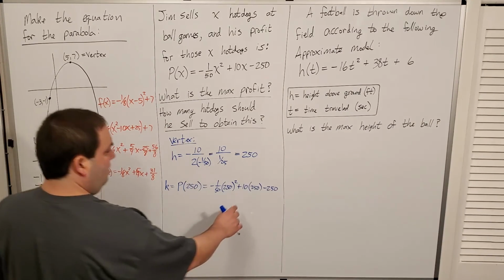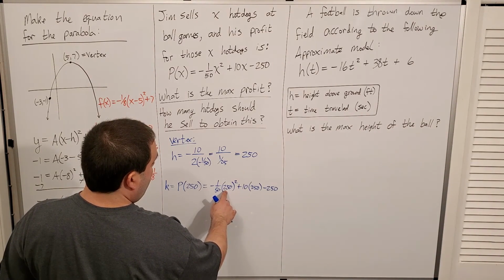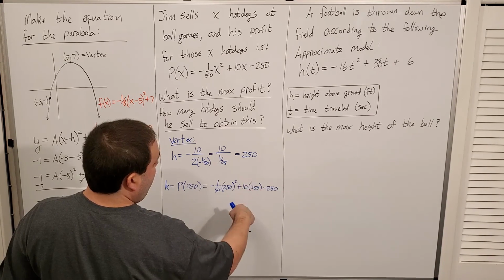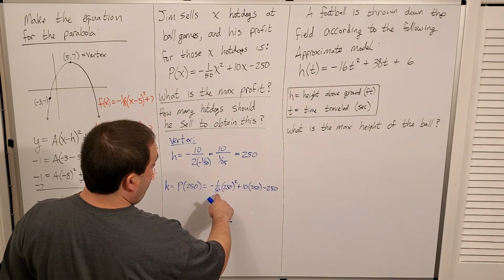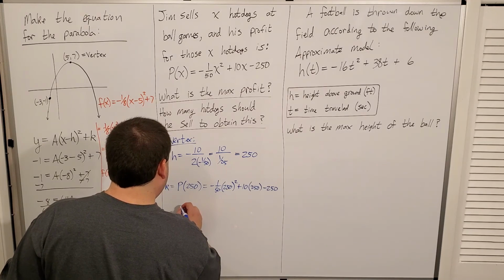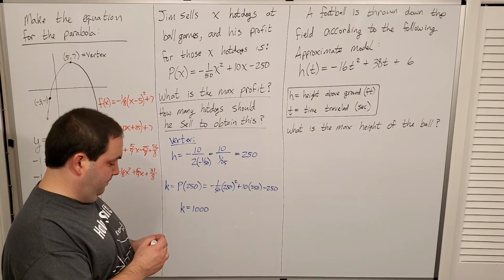So then 10 times 250, and then I got 250 squared. That's going to be 62,500. Half of that is 1,250 minus 250. This should be 1,000. Okay, so which one is which?